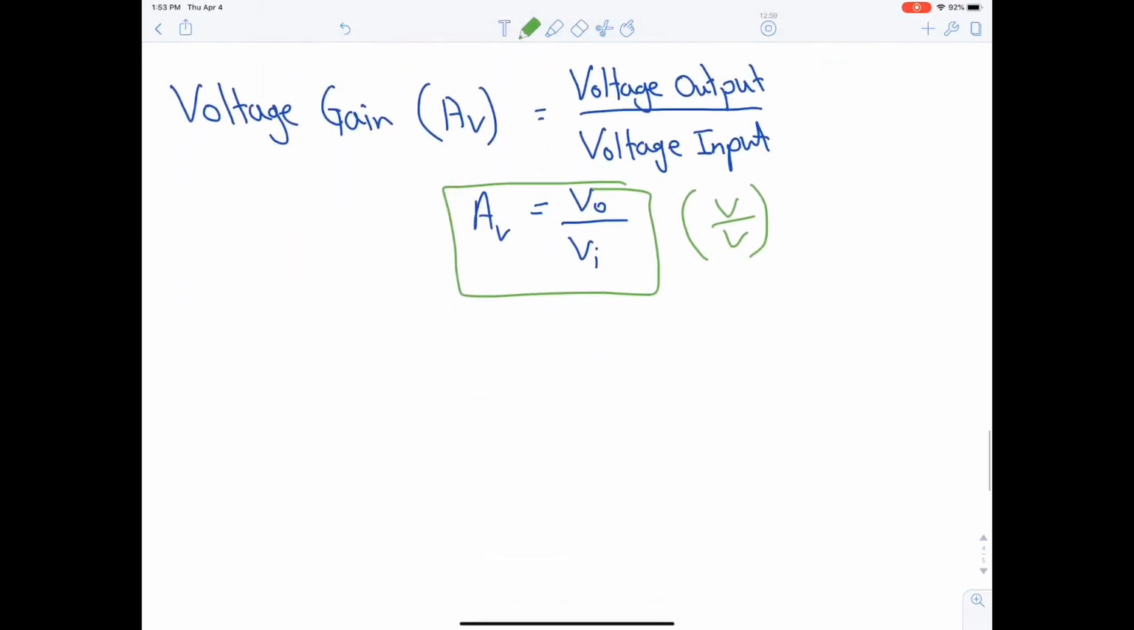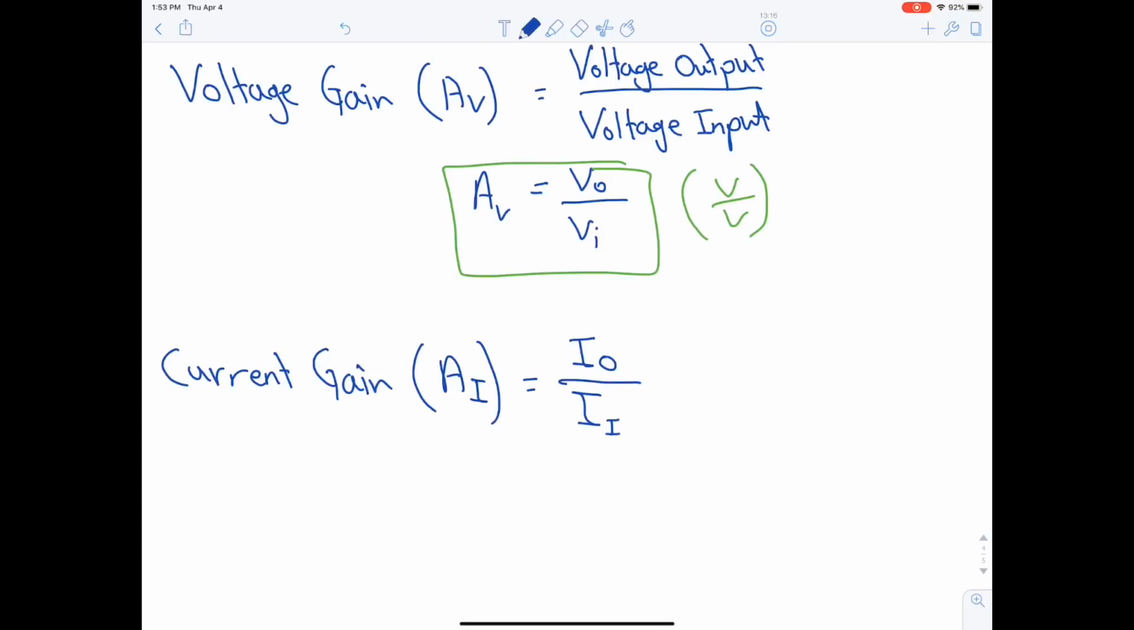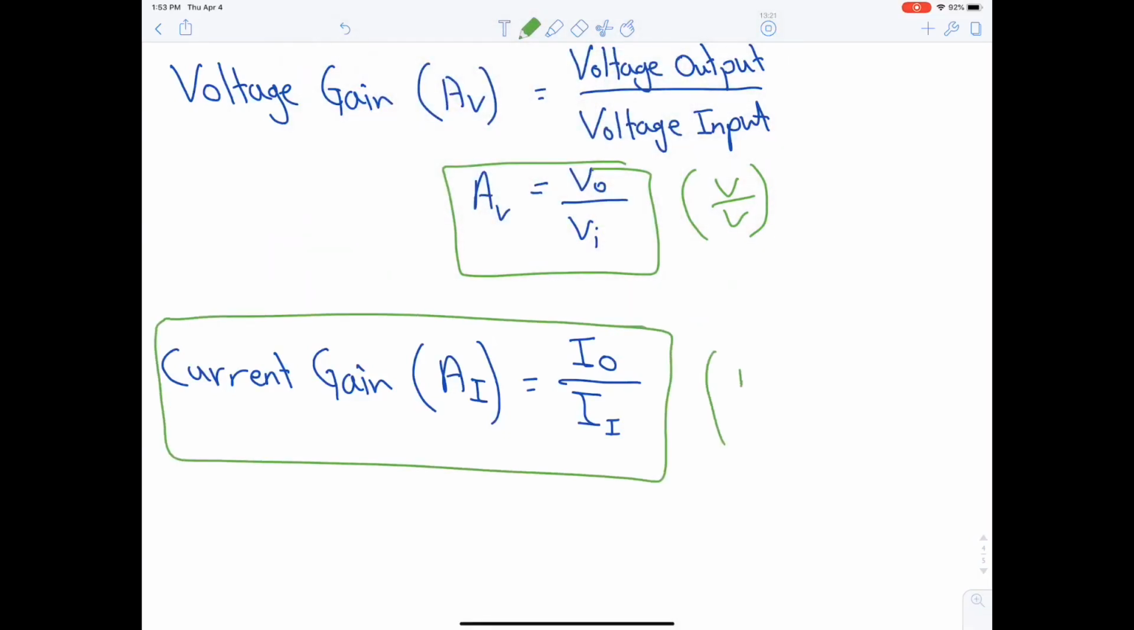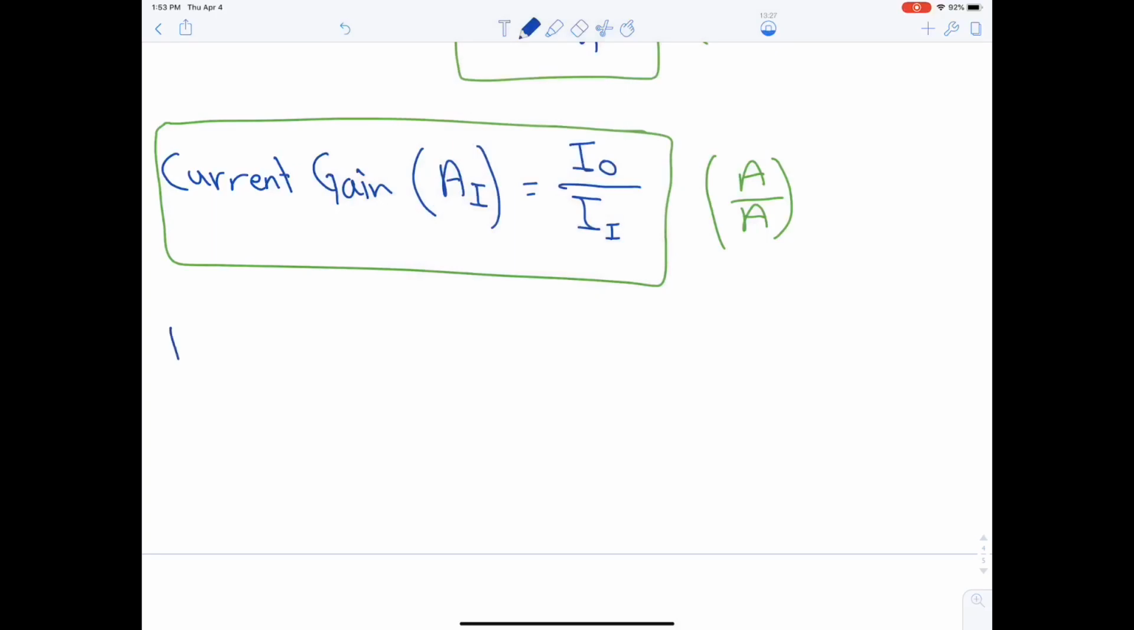Let's move on to the current gain. What is the current gain? The symbol of the current gain is AI, which is IO divided by I input. The unit of the current gain is A over A. Moving on to the power gain. Power gain is AP, which is equal to P output over P input.